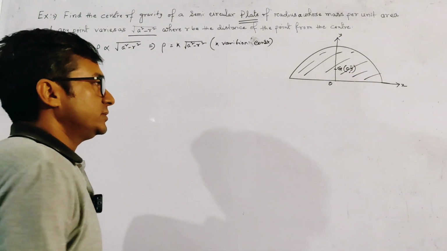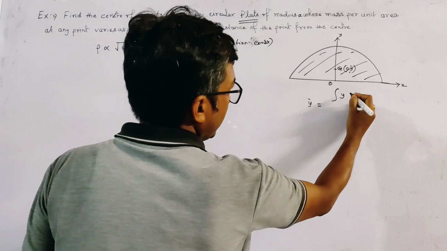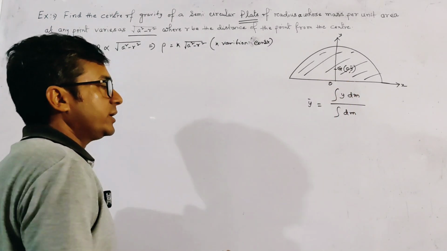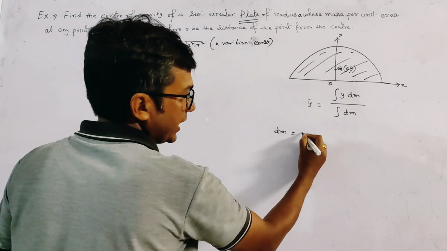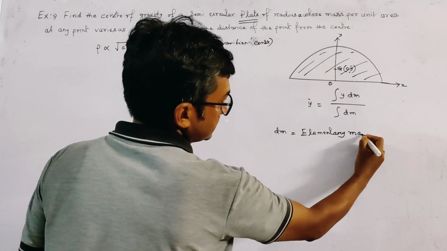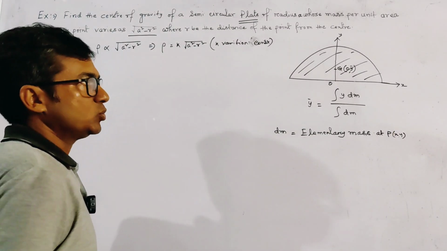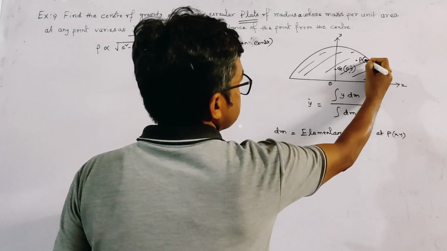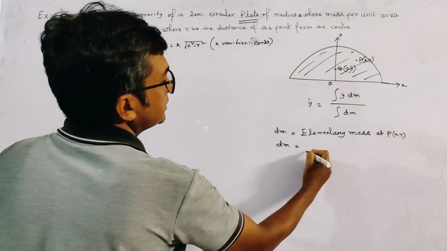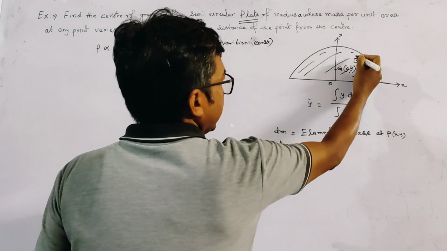And y bar is given by integration y dm by integration dm, where dm is the elementary mass at any point P. Let the coordinates of any point P be (x, y) on the area, and we know that the elementary mass dm is rho into dA, where we consider an elementary area dA.